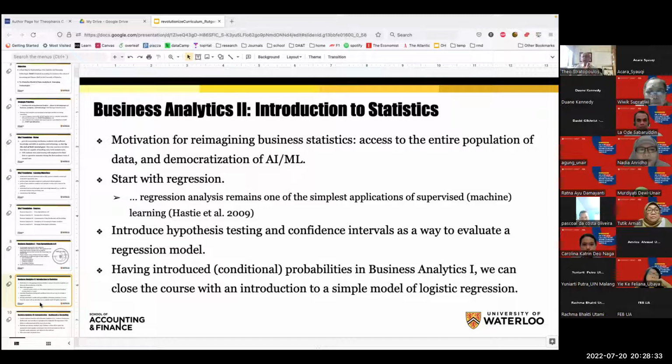So what we're thinking, and the motivation behind the objective on how we want ultimately to teach statistics, hopefully we're going to have the implementation, myself and Dwayne, we're going to work on this to have the full implementation by 2024, is that we want to reimagine statistics. And we want to reimagine statistics for two reasons. The first one is, what's the point of spending half of the term teaching them how to do hypothesis testing based on a sample if I have the entire population?